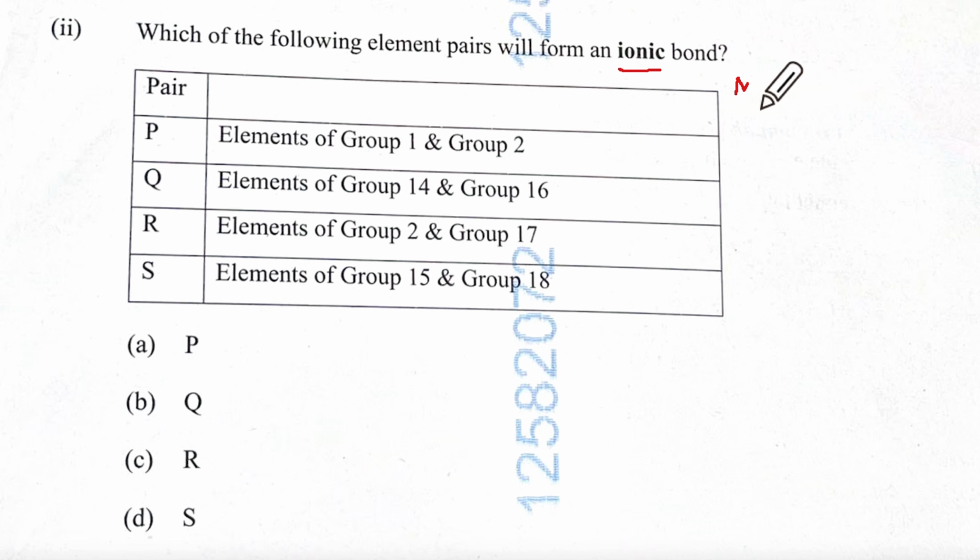Ionic bond means it will be metal and non-metal, which means it can be group 1 or 2, not this. And we will have a non-metal, not this. This is possible and this is possible. This is not possible. So the correct option is R. That is C.